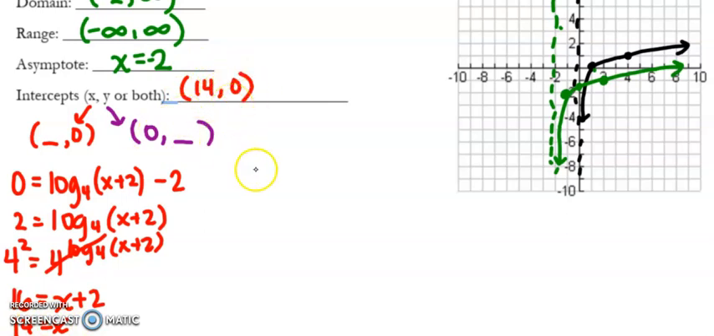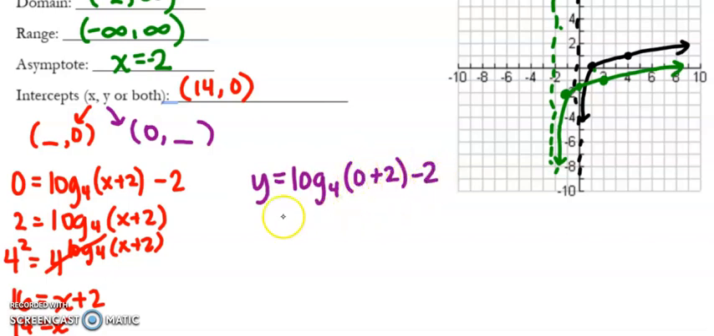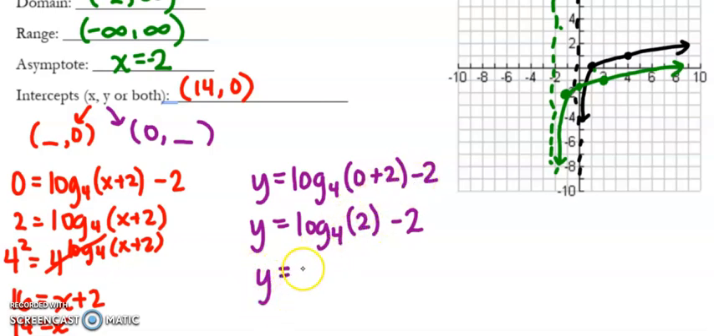If I want to find my y-intercept, I'm going to plug in 0 for my x value. So I end up with y equals log base 4 of 2, minus 2. You could just leave this if you wanted to. If you put this in your calculator, you're saying 4 to what power gives you 2. That's going to be a 1/2 power, 1/2 minus 2. Again, it's all in your calculator if you want it to be. We end up with negative 3/2.